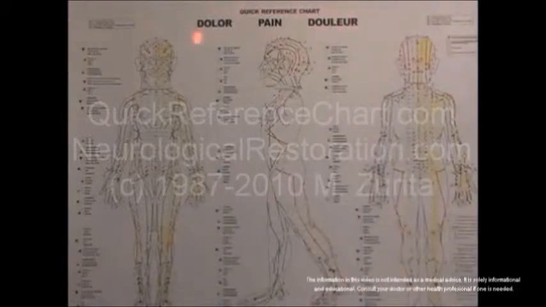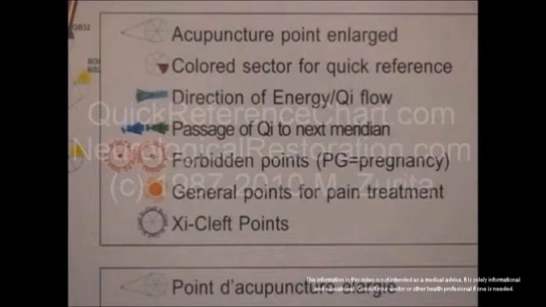This is the quick reference chart that will help you reduce chronic pain. In this chart you will find all the acupuncture points that are recommended to treat pain. Each acupuncture point was enlarged and divided into 6 areas. Each area was colorized so that it can be used for different painful conditions.